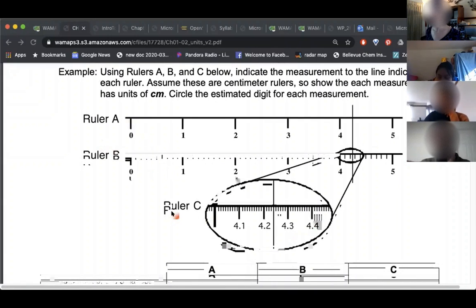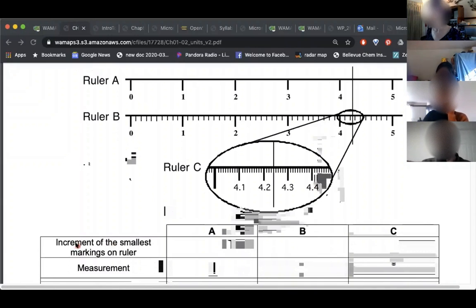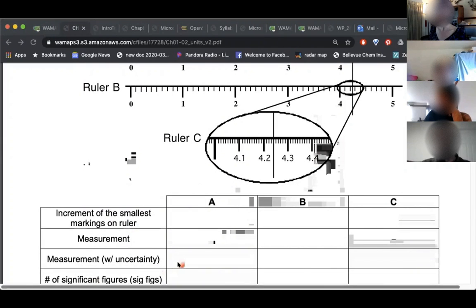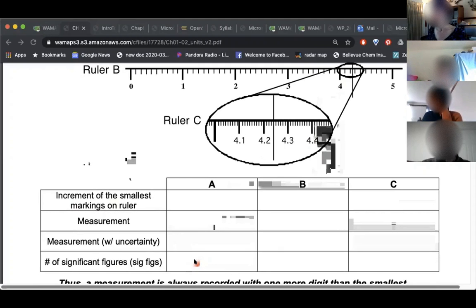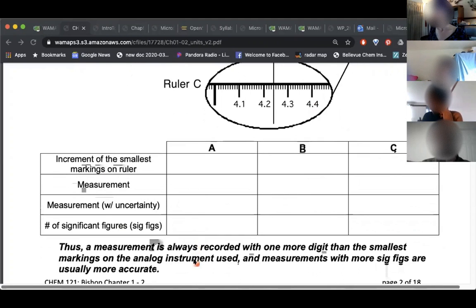We have 3 different rulers, and we're going to look at what is the increment, so the distance between the smallest markings, what is the value of where that line is, and then here it is blown up on a bigger scale. What the uncertainty is, so that's the plus or minus 1/10 of the smallest increment. And then how many significant figures, how many digits are significant in that measurement. Okay. So it's always 1/10 of the smallest markings. You're always going to guess in between.